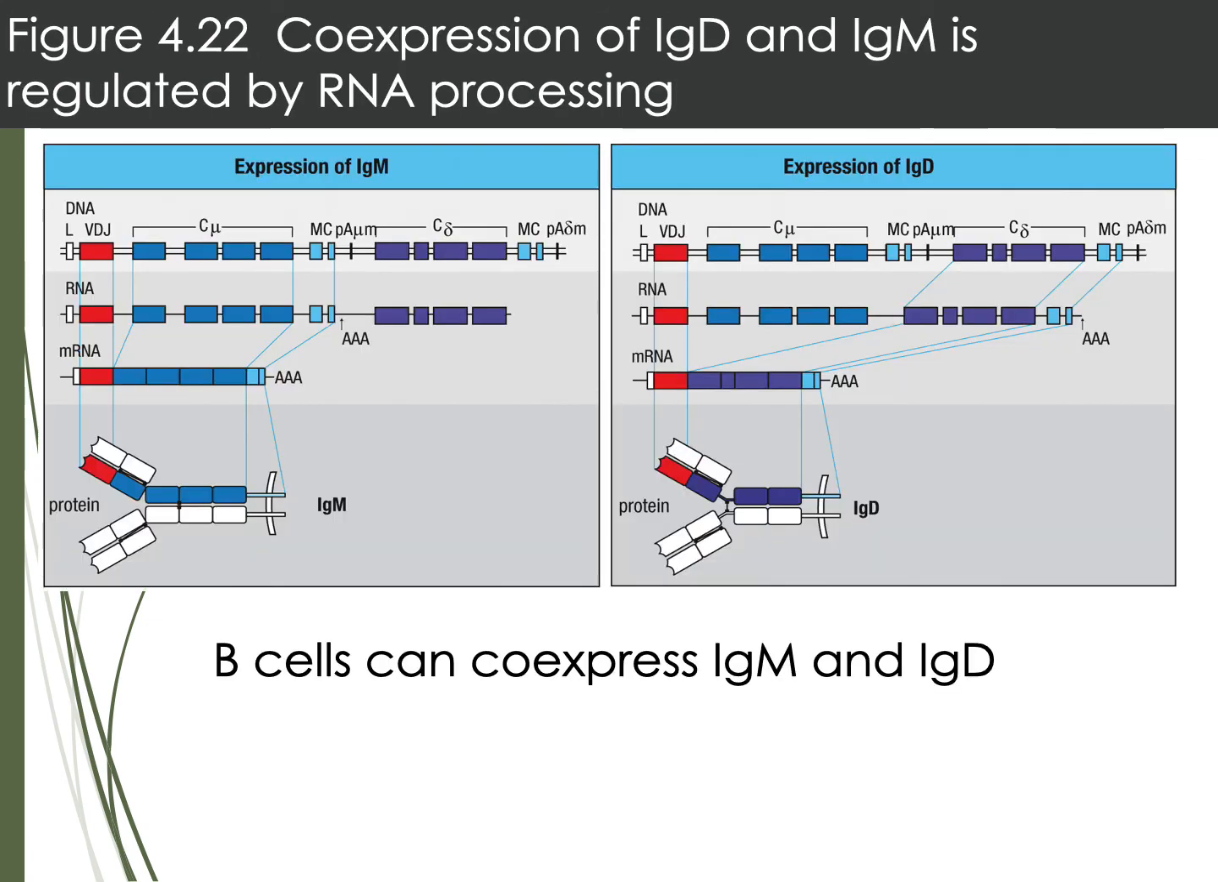B cells are also able to co-express, so they're able to edit the constant region so that they can express both IgMs and IgDs at the same time. One of the stages of B cells that we'll look at will actually look to see whether we're co-expressing or doing a single expression. You can see here on the left panel how we're going to use constant mu, and that codes for IgMs. Whereas if we're going to code for IgDs, we're going to pick constant delta, and that's the dark purple, and that's going to then code for IgDs.